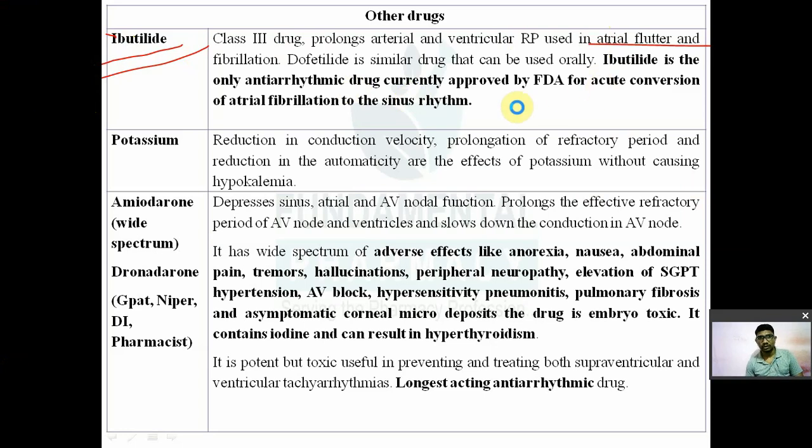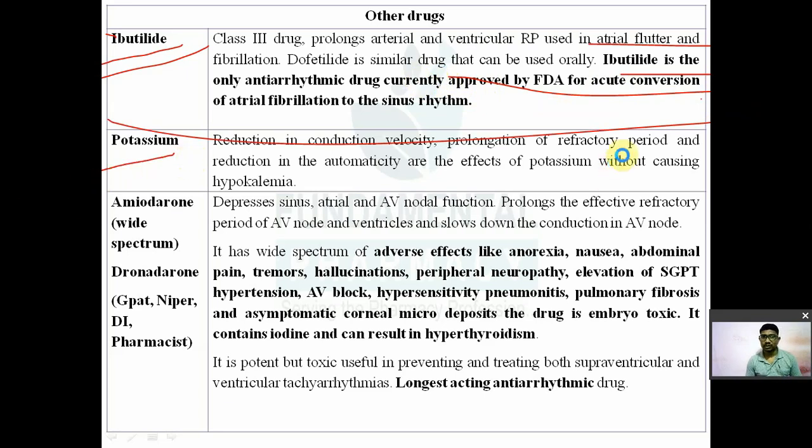Dofetilide is a similar drug to ibutilide and can be used orally. Remember, ibutilide is the only anti-arrhythmic drug currently approved by the FDA for acute conversion of atrial fibrillation into normal sinus rhythm. Then the next one is potassium.